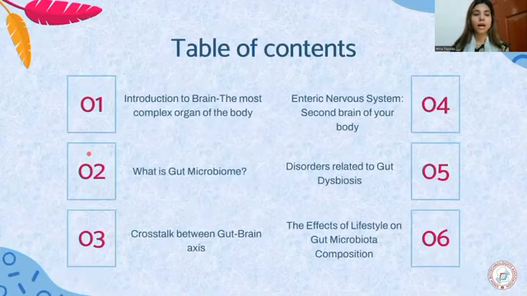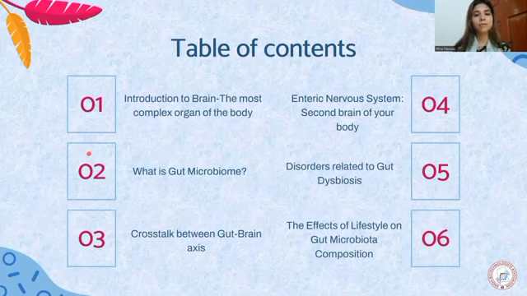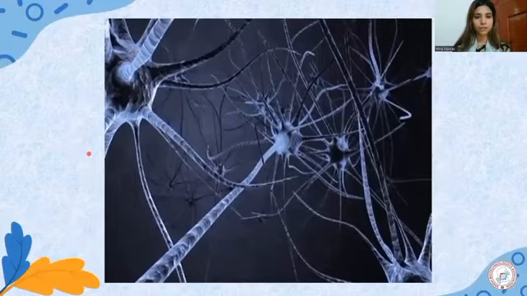So let's start with the outline of the presentation. In this topic, we are going to cover a brief introduction about your brain, the most complex organ of the body. Then what is gut microbiome and the crosstalk between the gut-brain axis. And then we will see the enteric nervous system that is considered the second brain of your body and the disorders related to gut dysbiosis. And lastly, we are going to see the effects of lifestyle on the composition of gut microbiota.